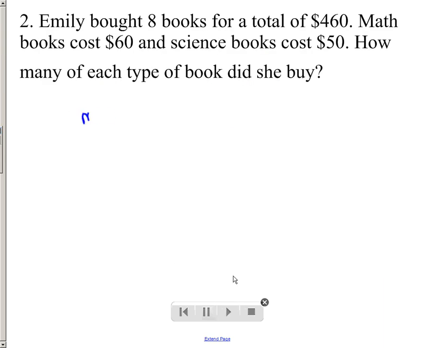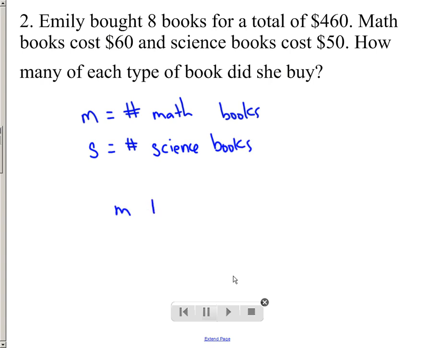All right, now here's number 2. We've got to find out how many math books and how many science books Emily bought. We know that she bought a total of 8 books, and each math book cost 60, and each science book cost 50. So since the very first equation is pretty apparent, add up all the books and you get 8, we get m plus s equals 8.